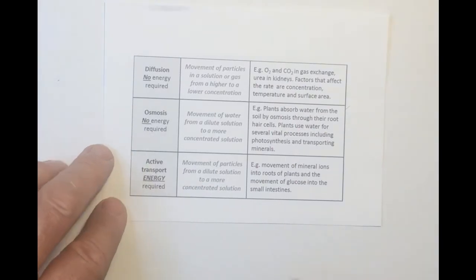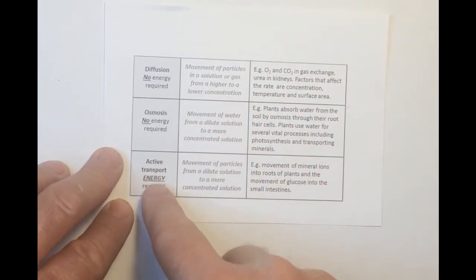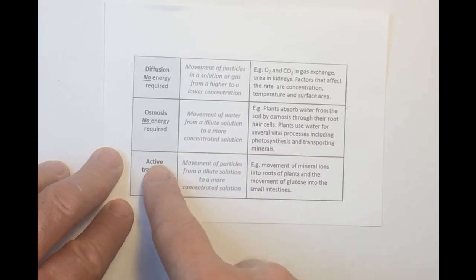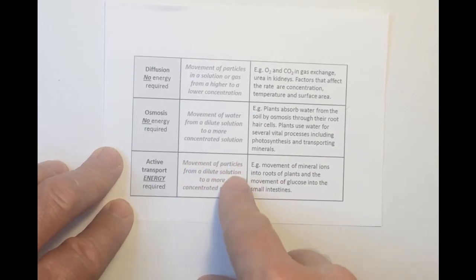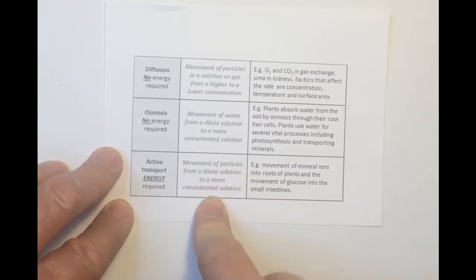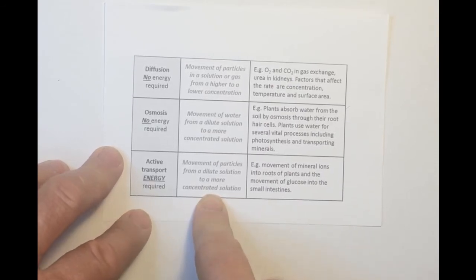The third one, right, and this then tells you what it's like, basically from its title, active transport. Active is energy, so energy is required. This is then the movement of particles from a dilute solution to a more concentrated solution. And basically what it is the particles are going the opposite way on the concentration gradient.